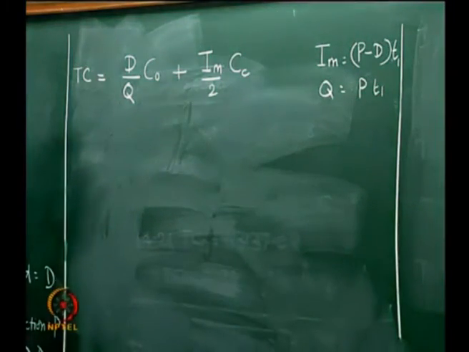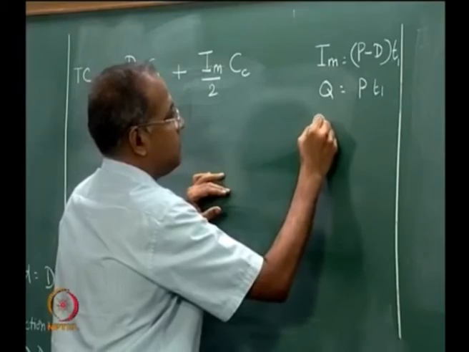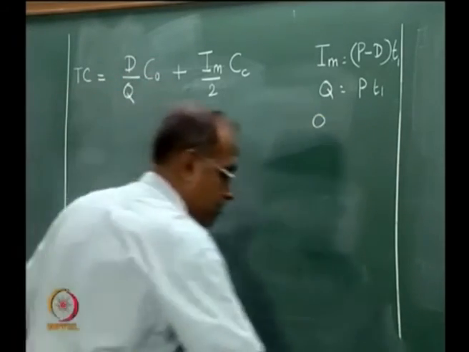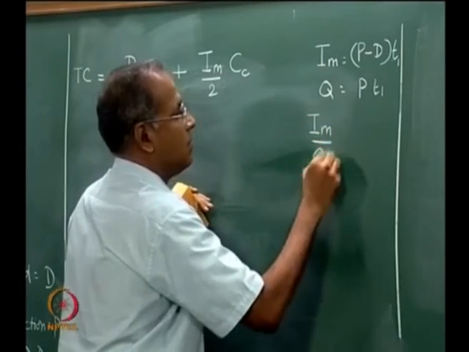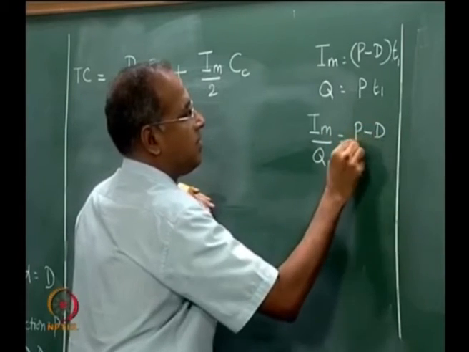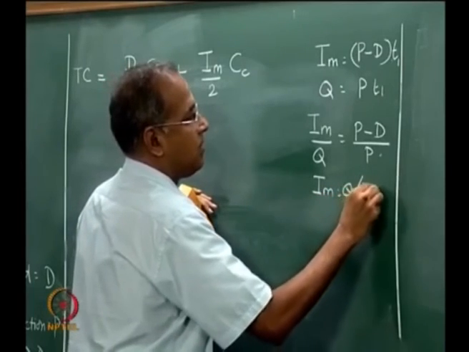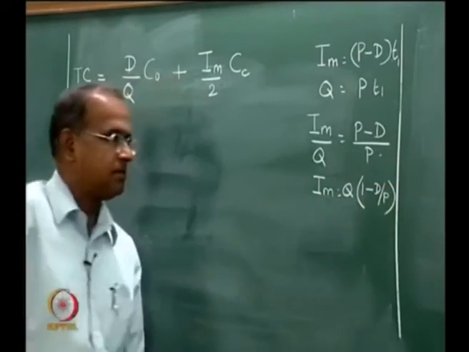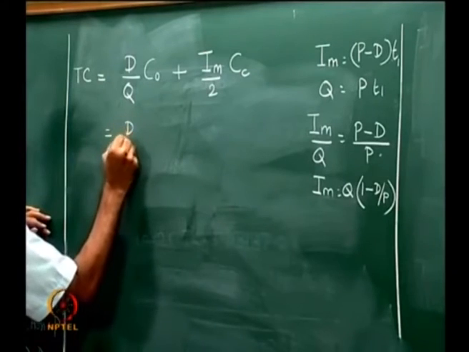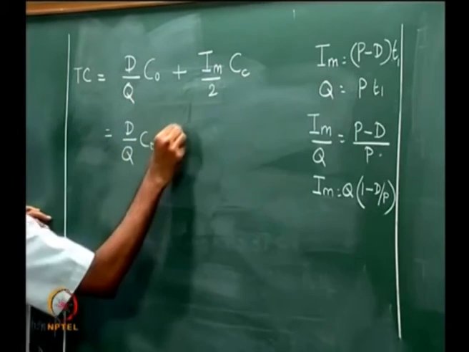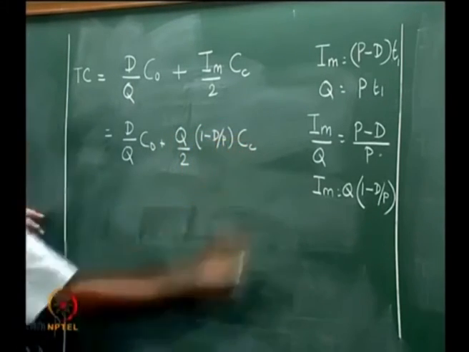Right, P into T1. Now, dividing one by the other, Q by Im or Im by Q is equal to (P minus D) by P, or Im is equal to Q into (1 minus D by P). So, now substituting for Im we get D by Q into C naught plus Q by 2 into (1 minus D by P) into Cc.